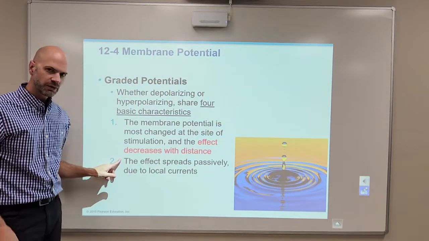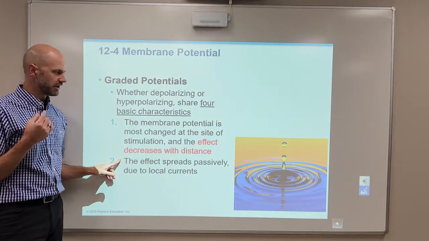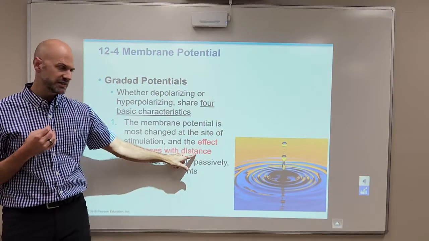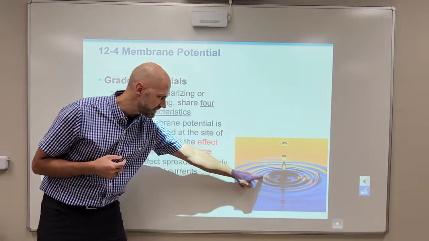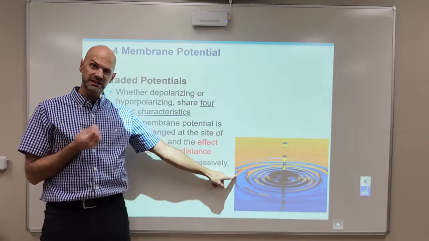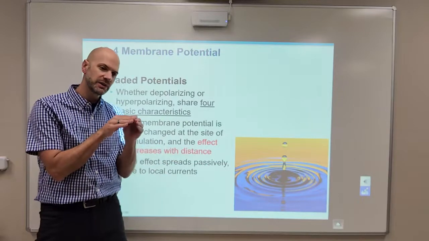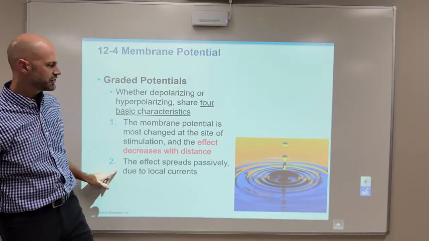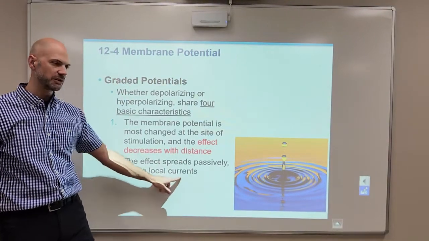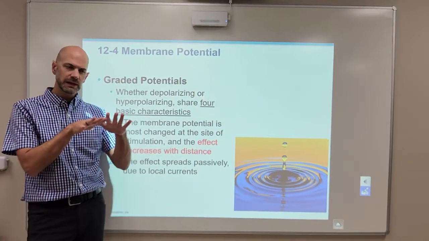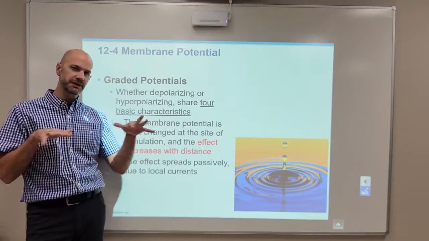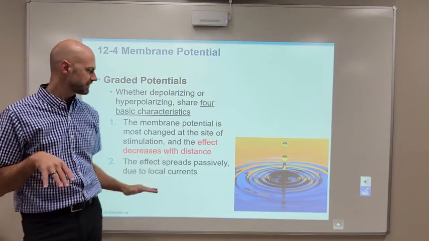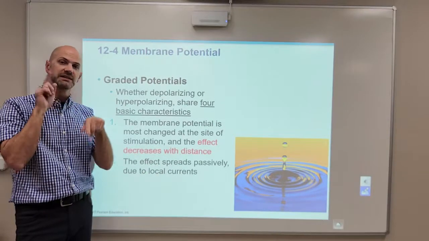So there's kind of 4 or 5 key points here that you need to know. Number 1, the effect decreases with distance. As I just said, the further away from the touch point you go, the smaller the waves are. It degrades with distance, it gets smaller and smaller. Number 2, the effect spreads passively due to local currents, meaning it's the reason why it peters out, because it's passive. It just means that it is not propagated continuously.